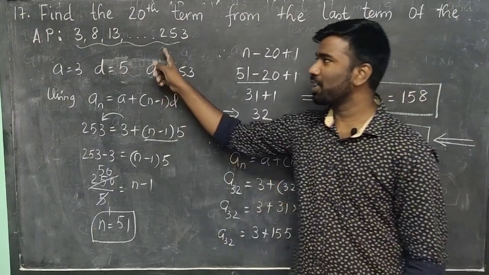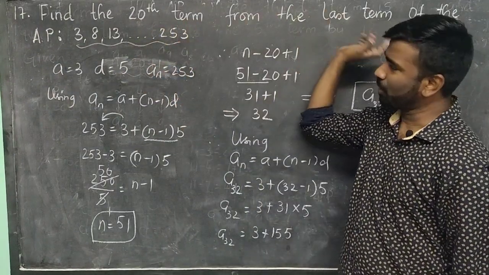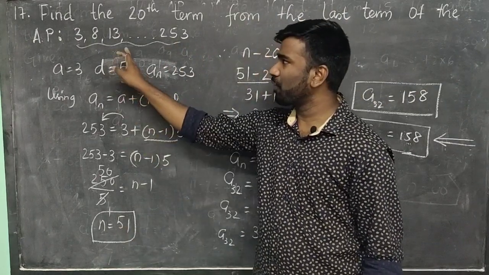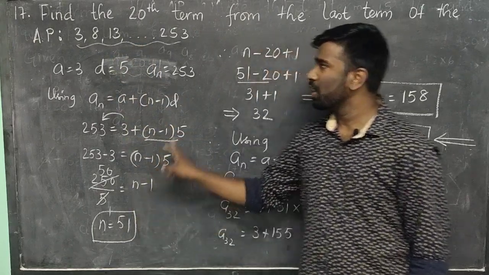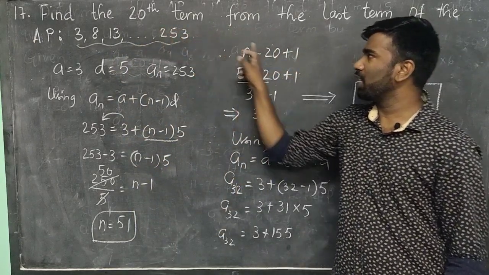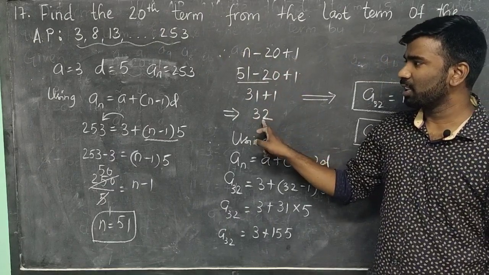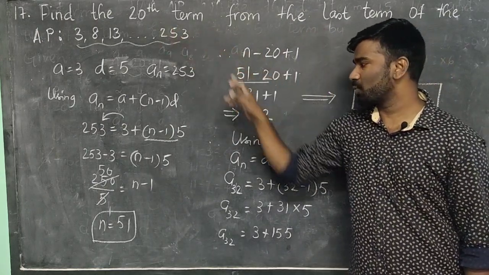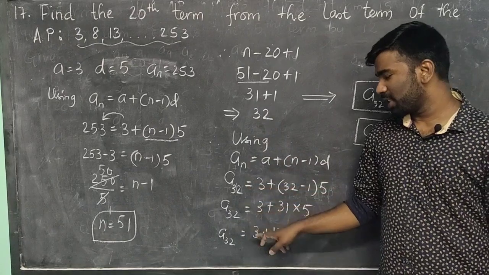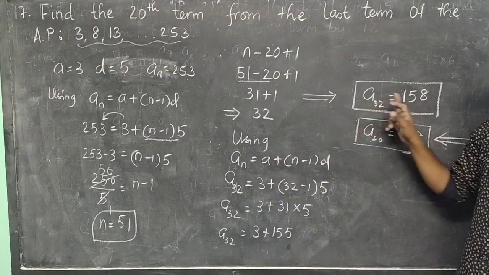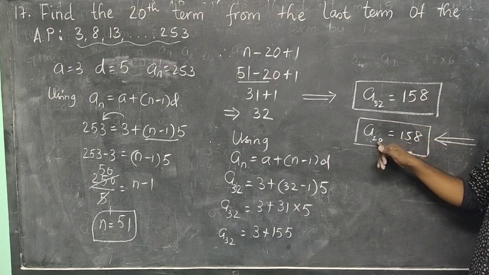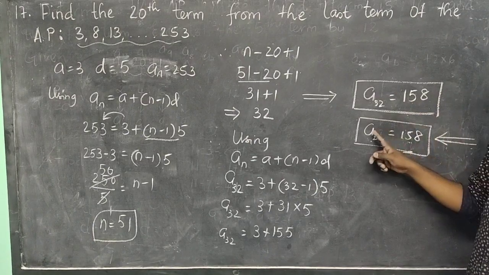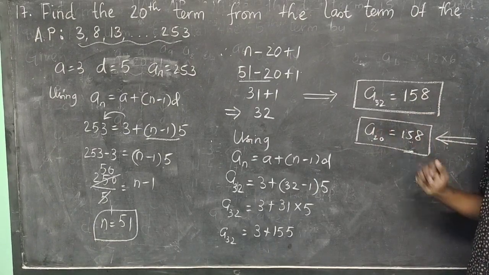Students, we'll do a small revision of this question. We should find out the 20th term from the last term of the given AP. For this, we should find out the total number of terms of this given AP. Then we should subtract the 20, then you should add plus 1. We'll get the 32nd term. From the beginning it is the 32nd term, but from the last term it is the 20th term. Therefore, a32 is 158. From the beginning the 32nd term is 158. From the last, the 20th term is 158.